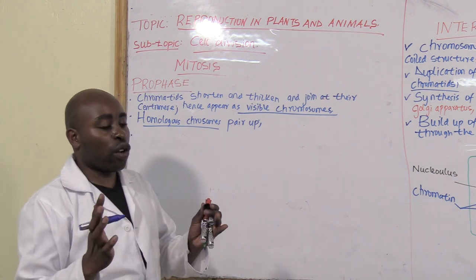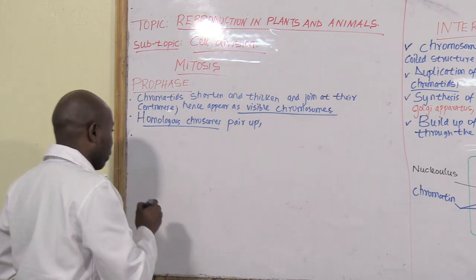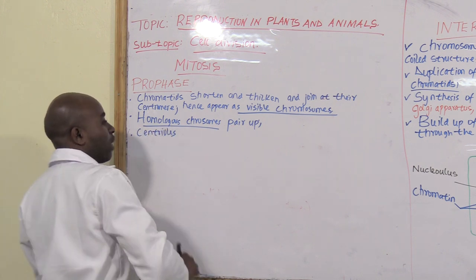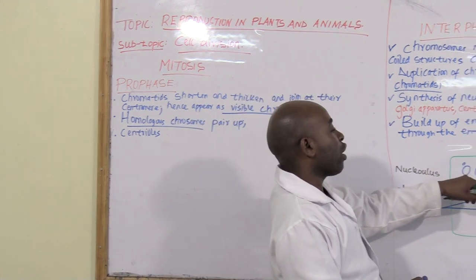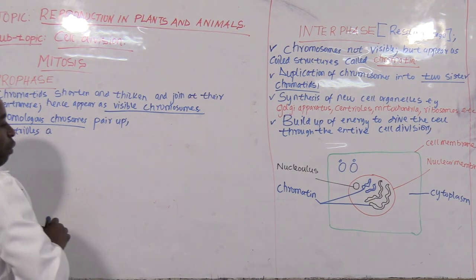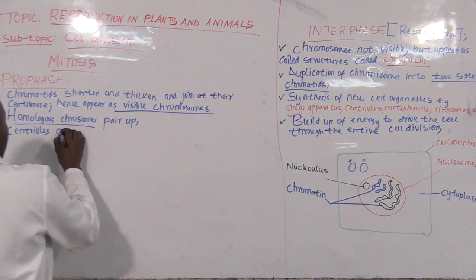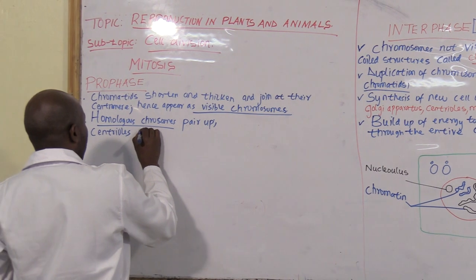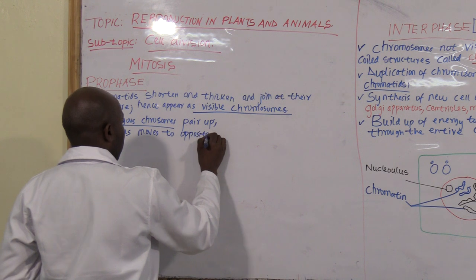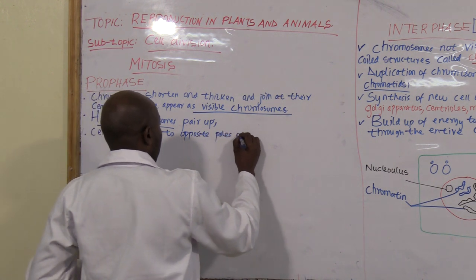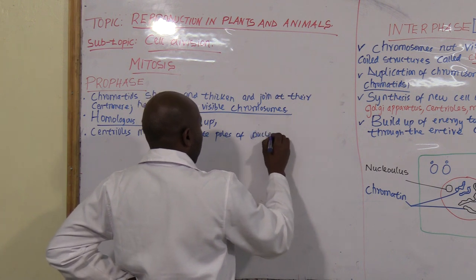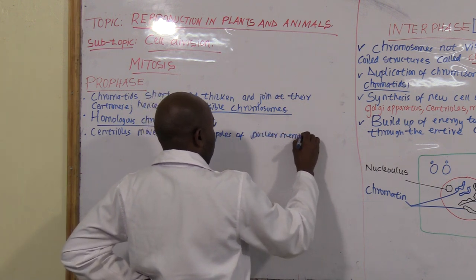Number three is that the centrioles will move to the opposite sides. These are the centrioles here. These centrioles will migrate to opposite sides, not of the cell membrane, but of the nuclear membrane. Centrioles move to opposite poles of the nuclear membrane.